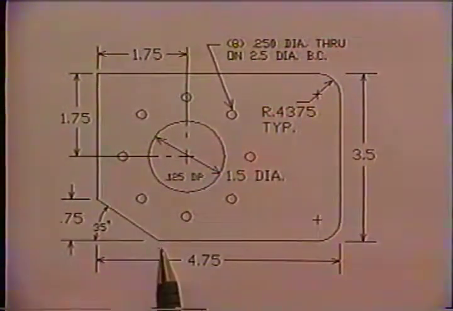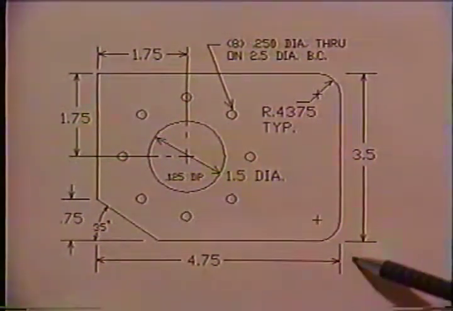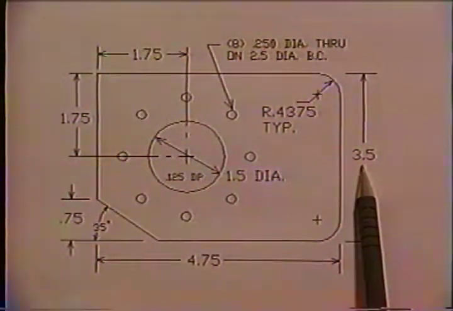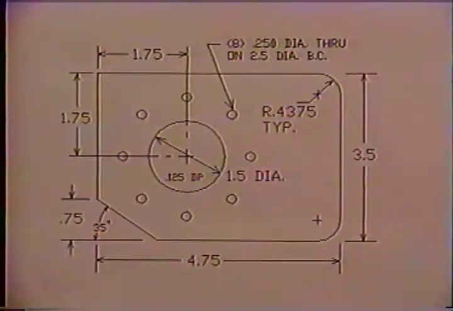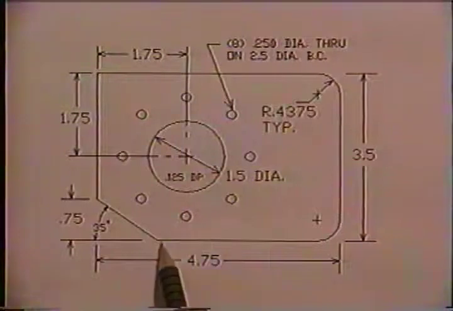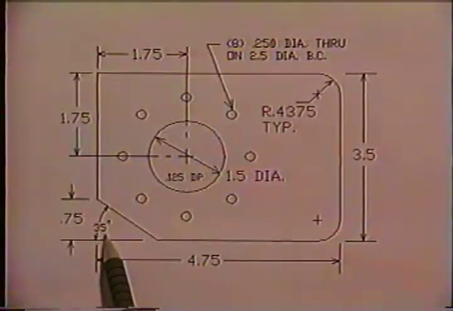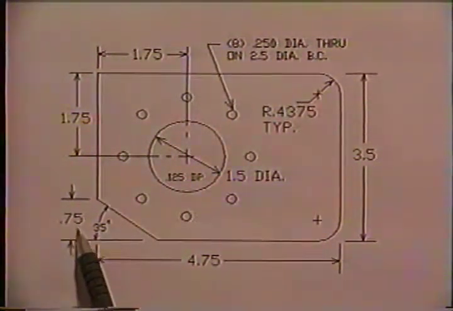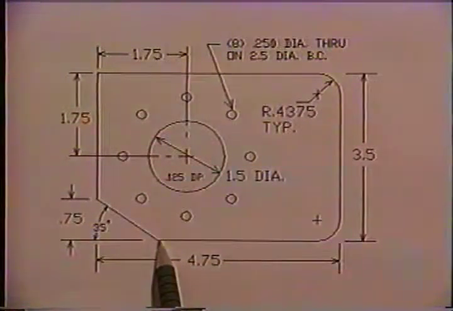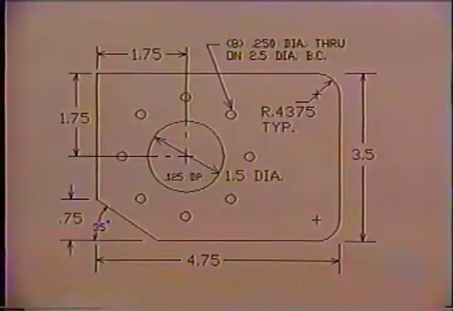And the next move is also a line, but looking at the blueprint, I don't know the X dimension. I know the Y dimension. The Y will remain at negative 3.5 for this next move. But there's an angle given with a 35-degree angle and a 0.75 dimension in the Y axis. What I don't know is the X axis point that I need to feed to right now.